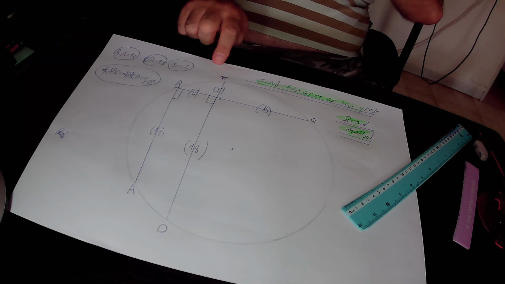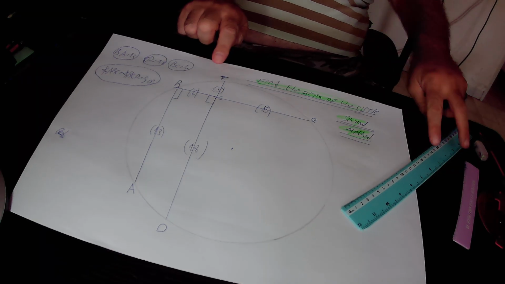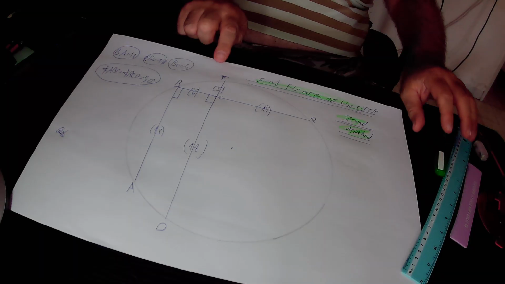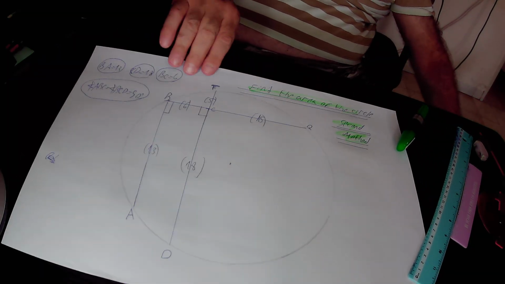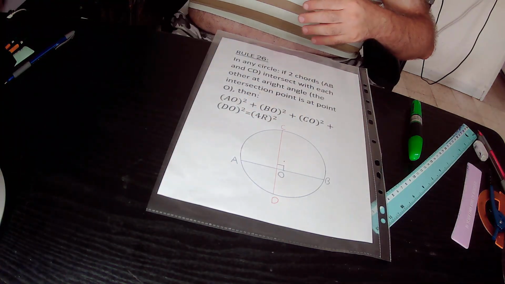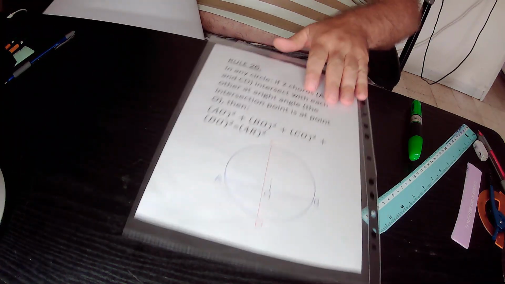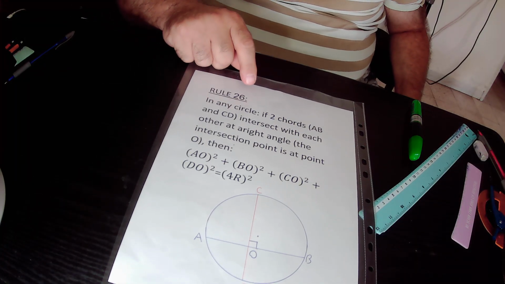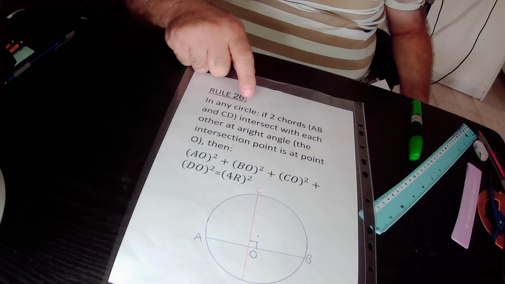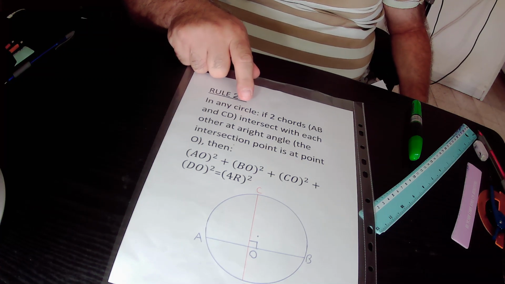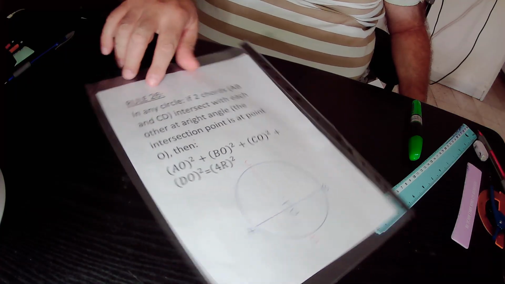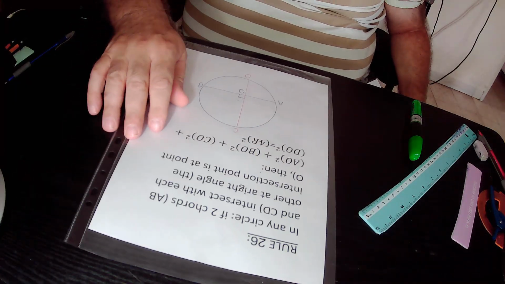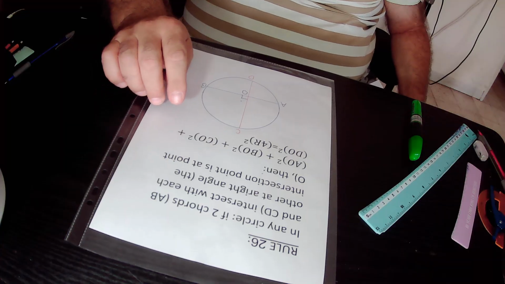So here we can implement rule 26. I'll repeat quickly on rule 26. Rule 26 is true in any circle. So in any circle, if two chords intersect with each other at a right angle.